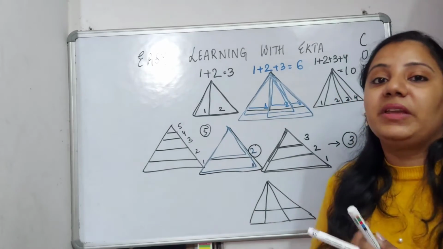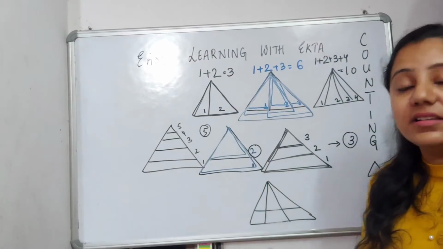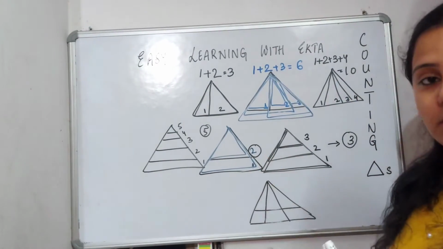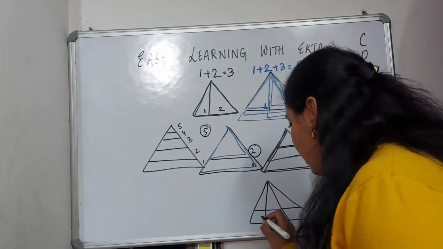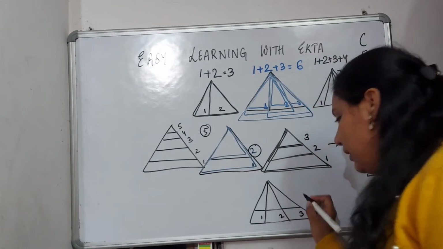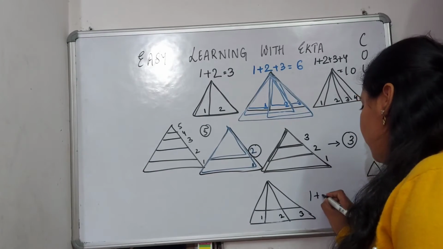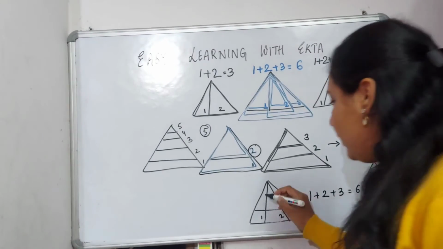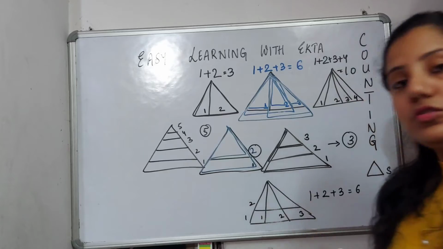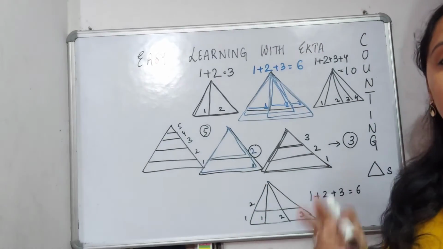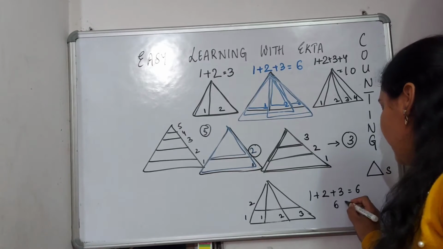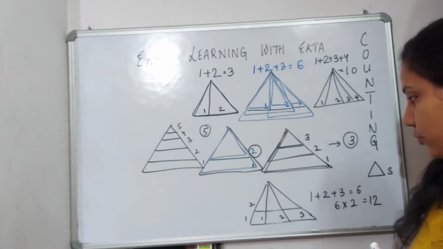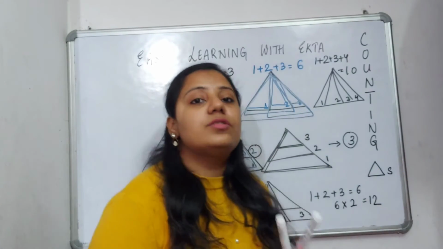Now the last main part, in which you have slanting lines as well as horizontal lines. In this case, first we will count the slanting ones. 1, 2, 3. So how many triangles? 1 plus 2 plus 3. That is 6 triangles. And then 1 and 2. It means each part has 2 triangles. So 6 multiplied by 2, I get the total number of triangles as 12. I hope you must have understood it.